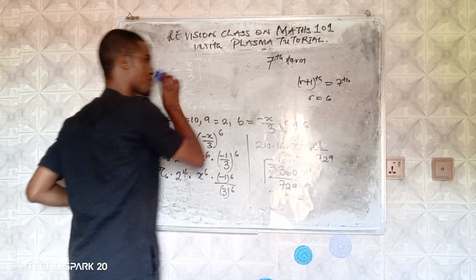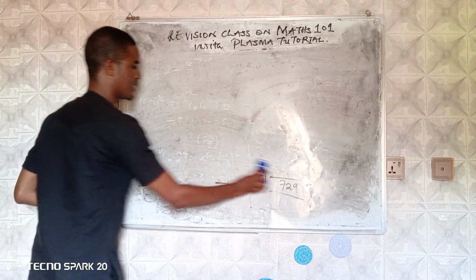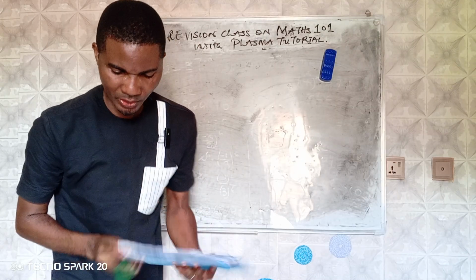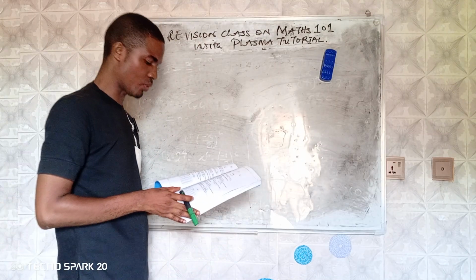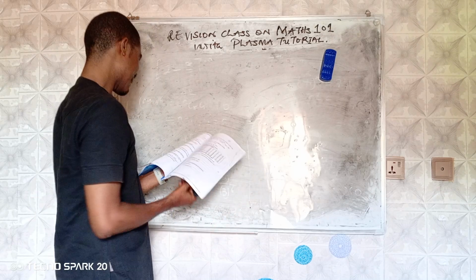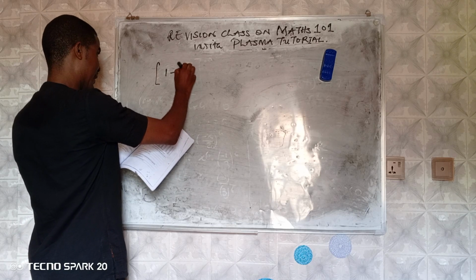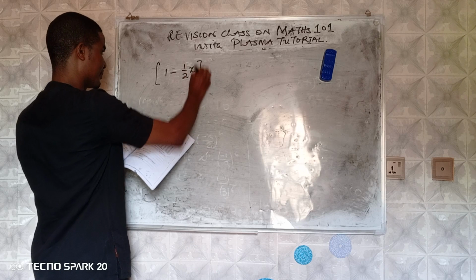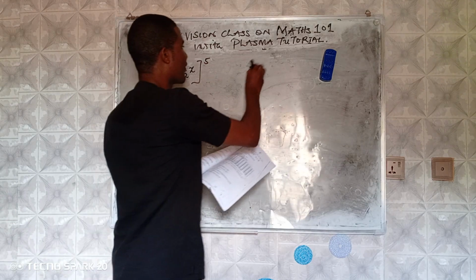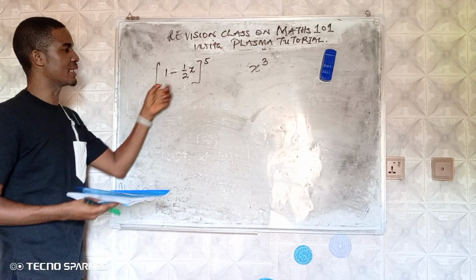So we are going to look at questions from past questions this time around to see how we can also derive this point of binomial theorem home. The first question I'm going to be having there is 2020 question number 10. If you look at your book properly, it has something like this. It now says that I should find the coefficient of x cubed in the expansion of this.